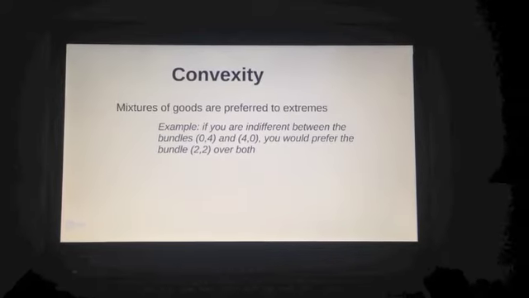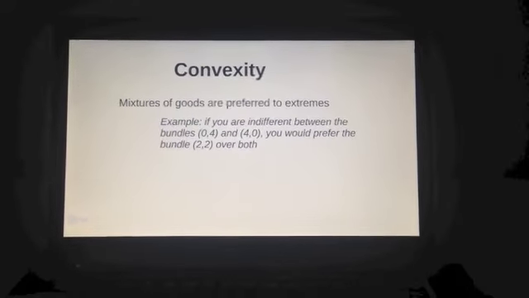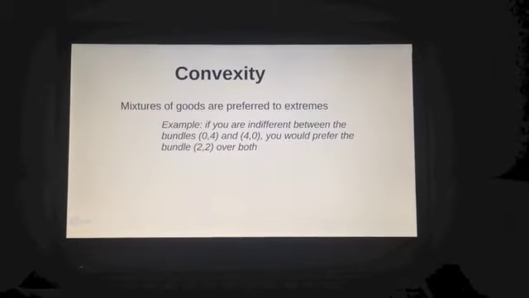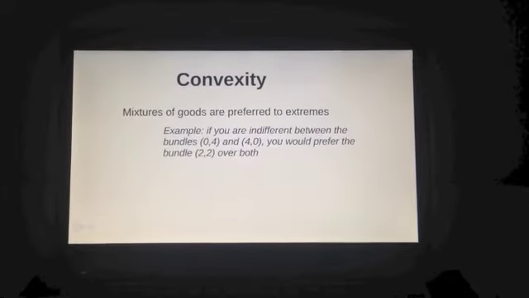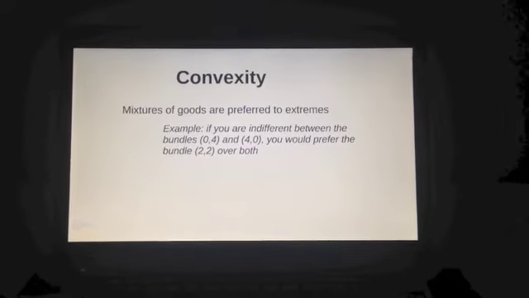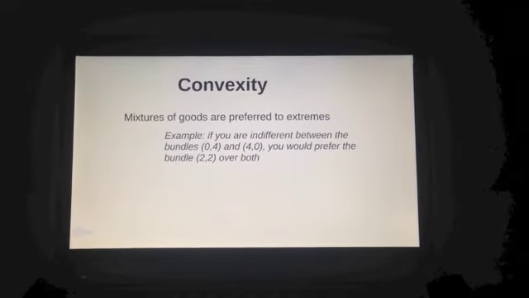Then the last one, convexity. This is about the fact that mixtures of goods are preferred to extremes. An example would be if you're indifferent between 2 bundles, one consisting of 0 and 4 of the products and one of 4 and 0, you would prefer the bundle which has 2 of both products.